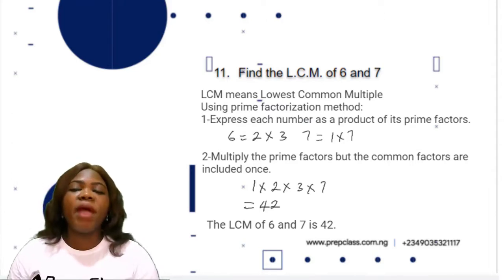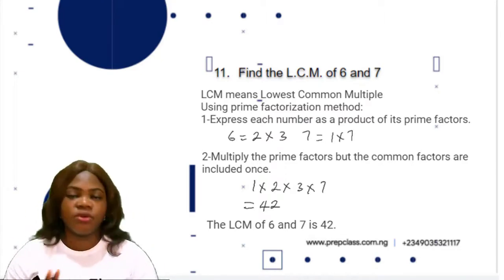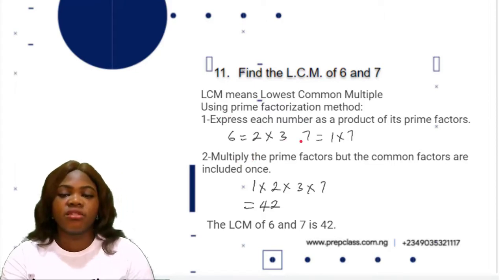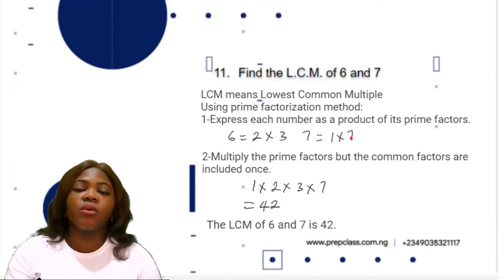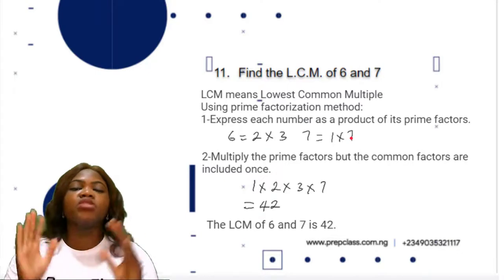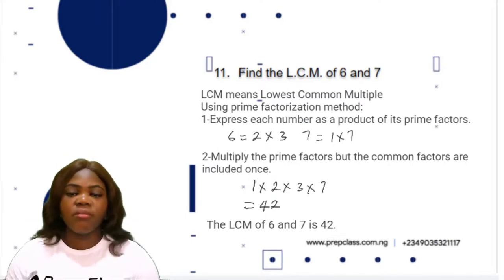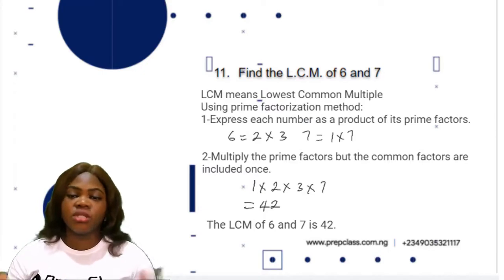So using the prime factorization method, the first step is to express each number as a product of its prime factors. Okay, so the prime factors of 6 are 2 and 3, and the prime factors of 7 are 1 and 7. Then the second step is to multiply the prime factors, but the common factors are included once. But there are no common factors here, so we just multiply everything.